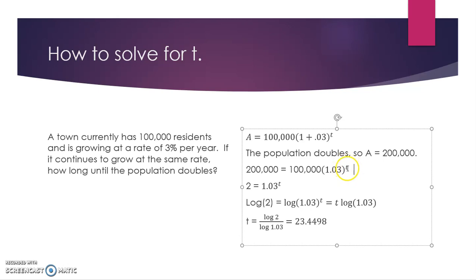And to solve for the time, I need to get rid of this. So I'm dividing both sides by 100,000. So dividing this side by 100,000 gives me 2.